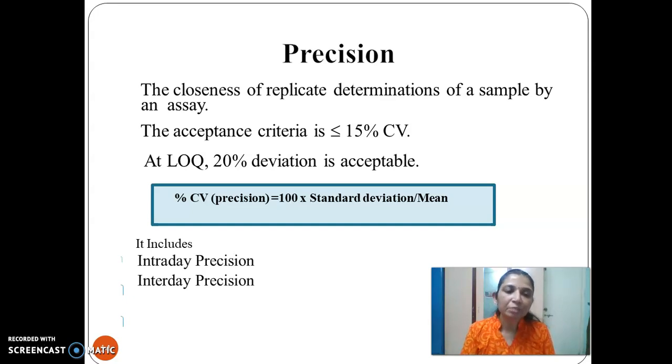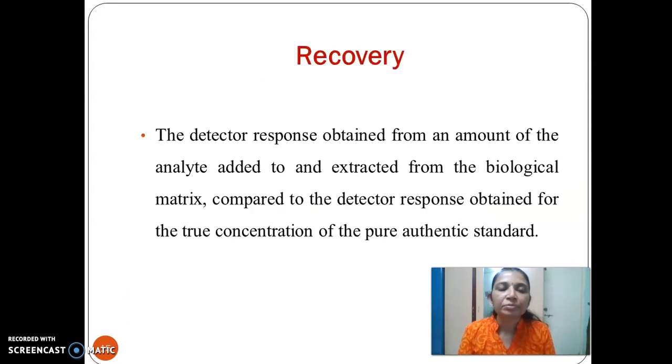Similarly, interday precision should be carried out for today, after 24 hours and after 48 hours. So analysis should be carried out for the LQC, that is low quality control sample, and high quality control sample. Then recovery study. Here the detector response obtained from an amount of the analyte added and extracted from biological matrix is compared to the detector response obtained for the true concentration of pure authentic standard.